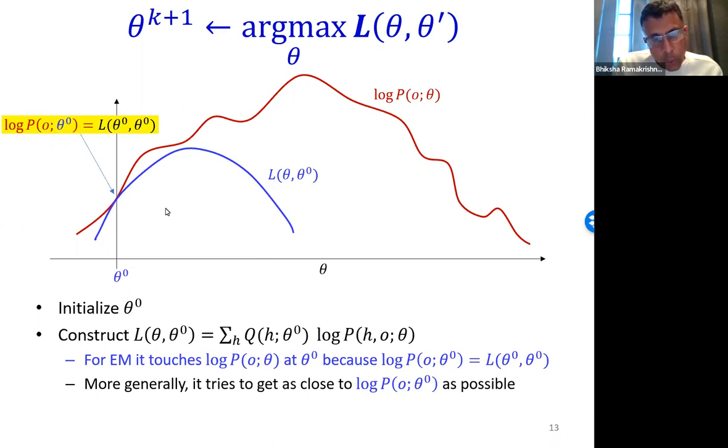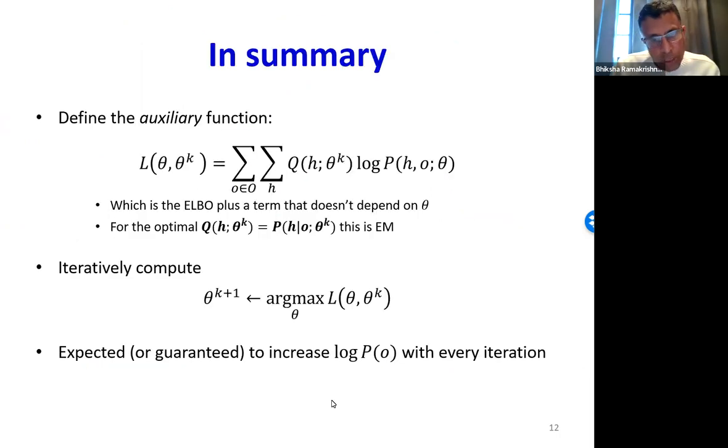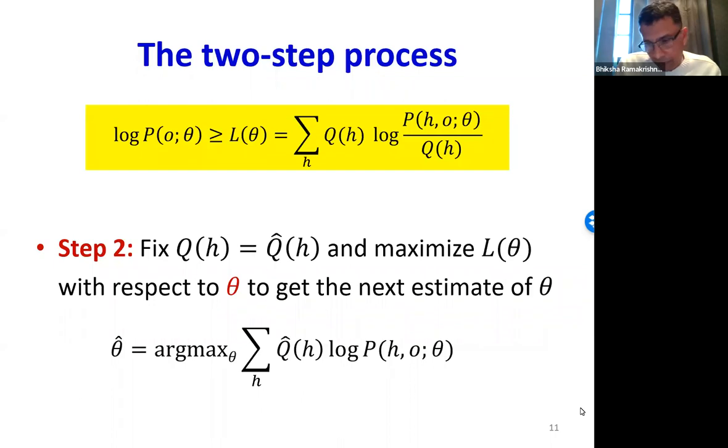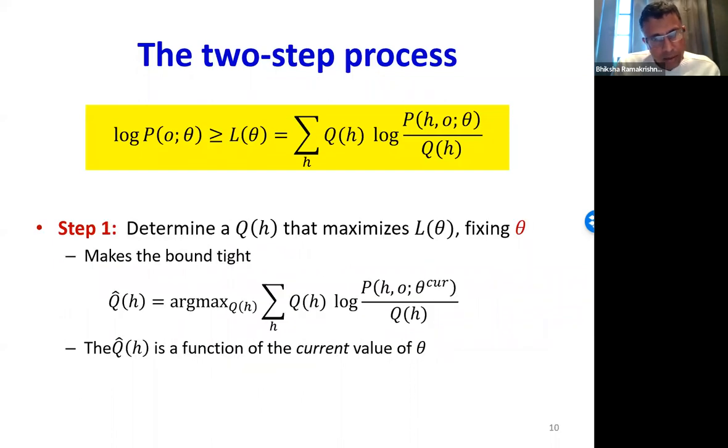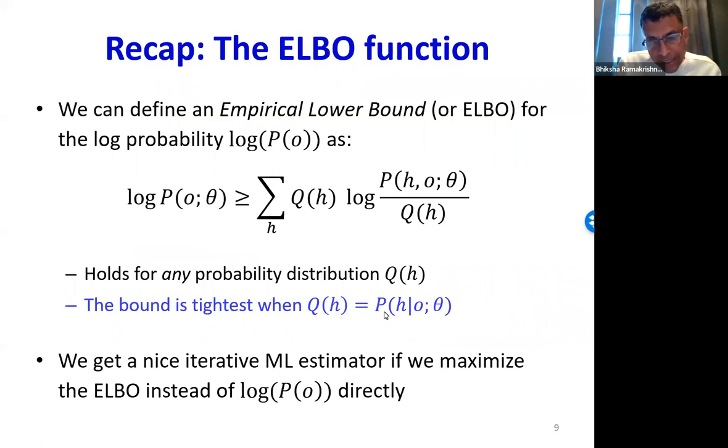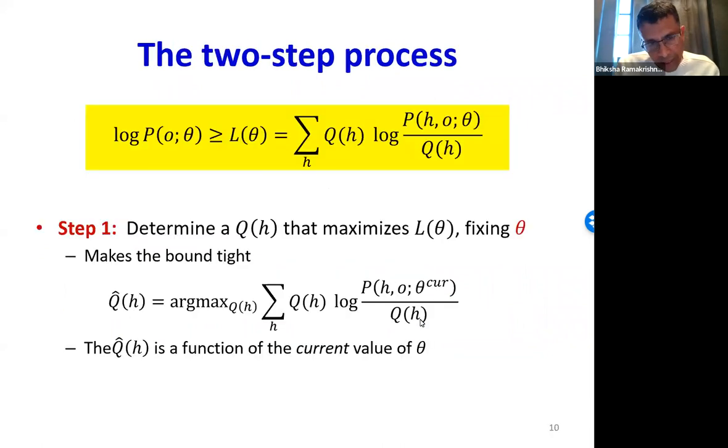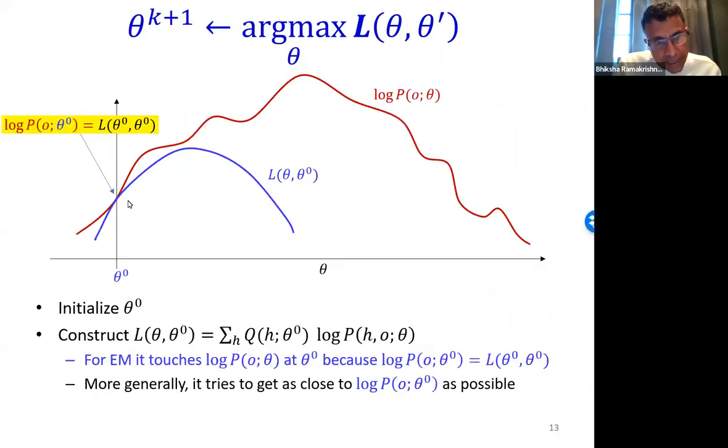But the lower bound function itself as a function of theta is going to be something like this. It's always a lower bound, right? Now, if my q is not exactly equal to the posterior probability of h, then this lower bound function is going to be slightly below this guy. The closer q approximates the posterior probability, the closer it is going to get to touching my function right here. But then now this blue curve is my auxiliary function, once I have optimized it with respect to q.